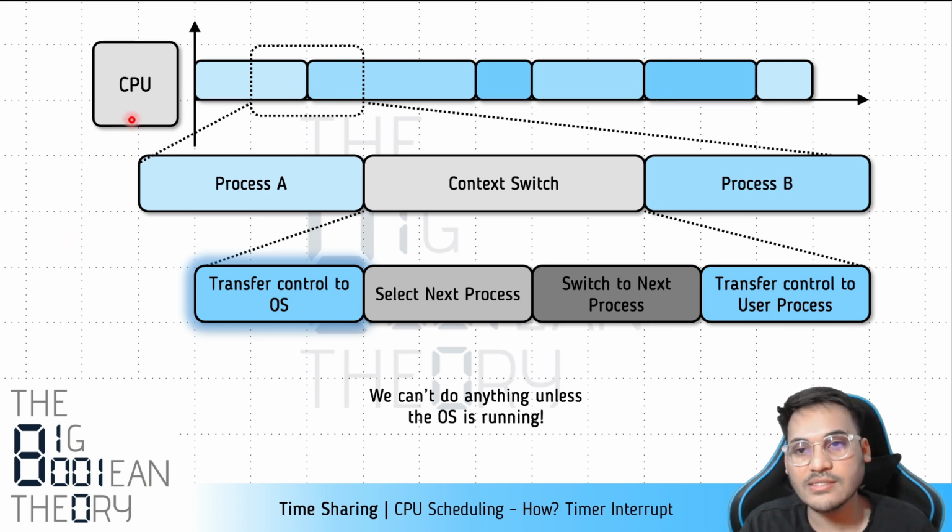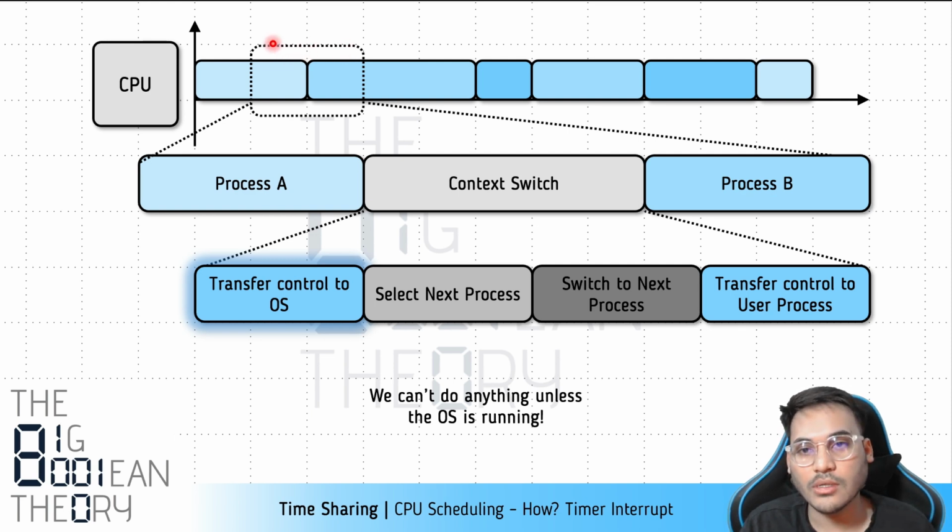So as you can see, this is the CPU, and the CPU time is being shared among multiple processes. Here we have three different processes, and as you can see, the CPU is being shared between these three processes. This is the time sharing that is happening. And how is that happening? To understand that, let's look at the point where we are switching from one process to another.